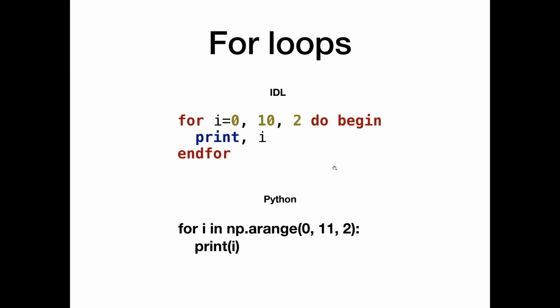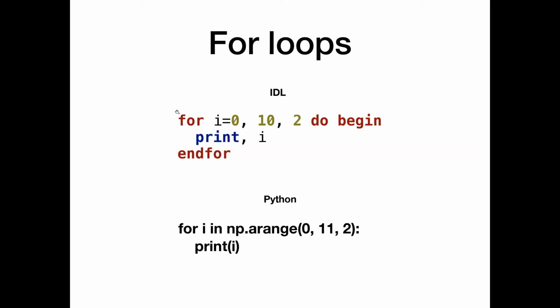And for loops have the same benefit. You don't have to do the do begin end for. You just have your for statement and have your tabs to make sure the control flow is right.